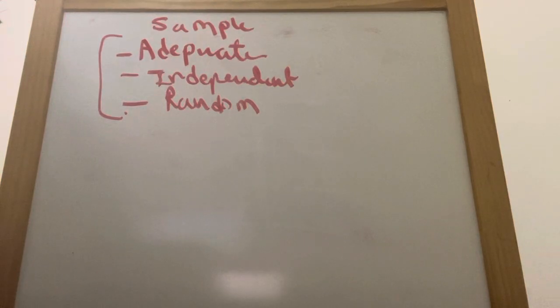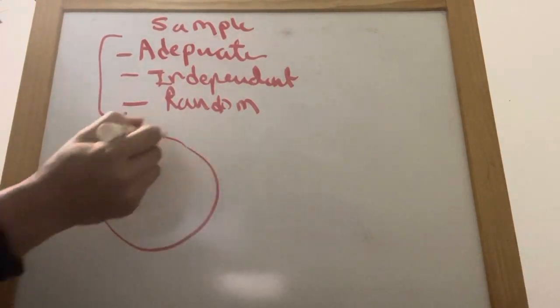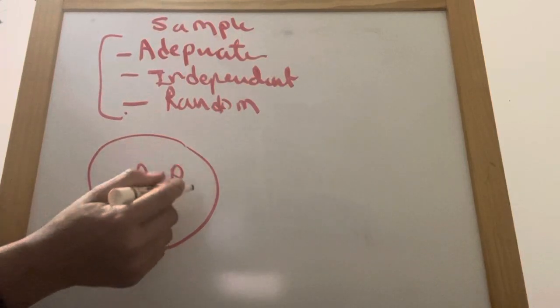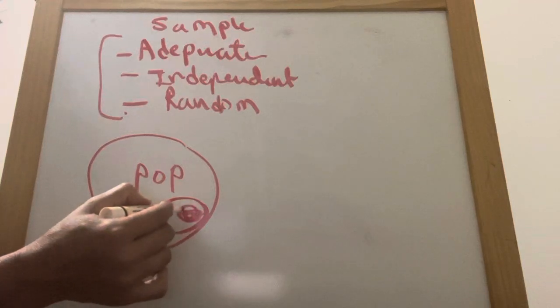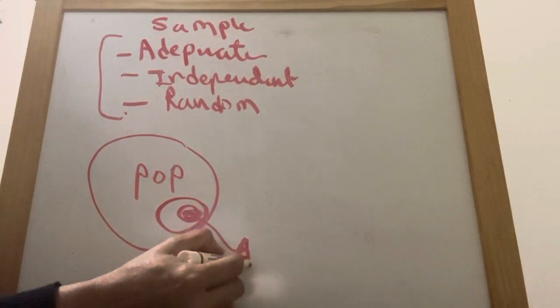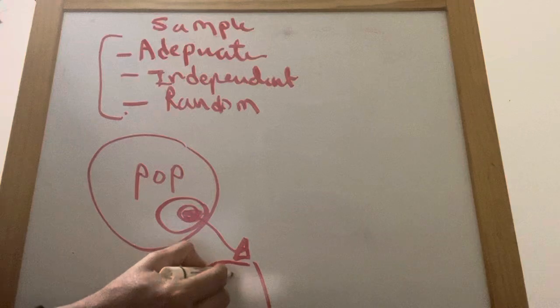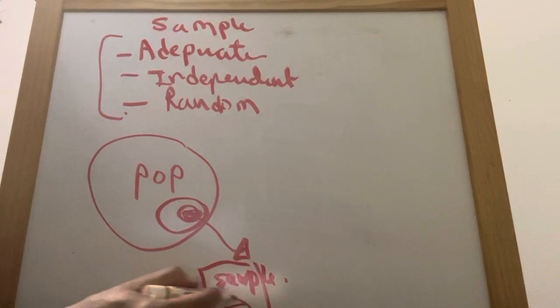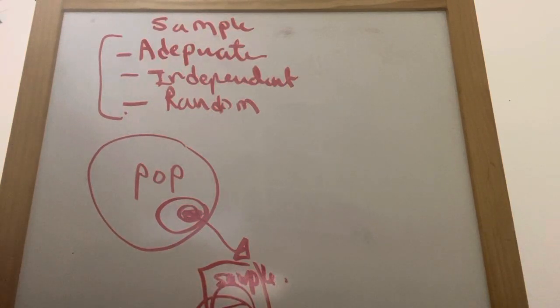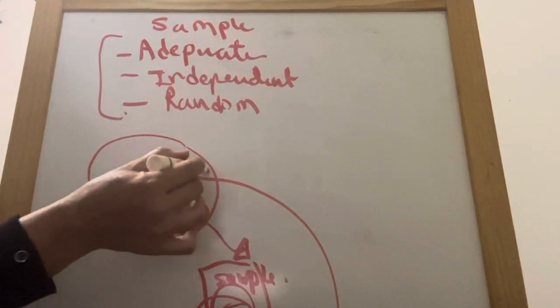So this is the big picture for the population, and now we take a subset from the population. We take it out as a sample, and then we do the calculations here. So calculations are only done on samples, and from those calculations we make inference back to the population.